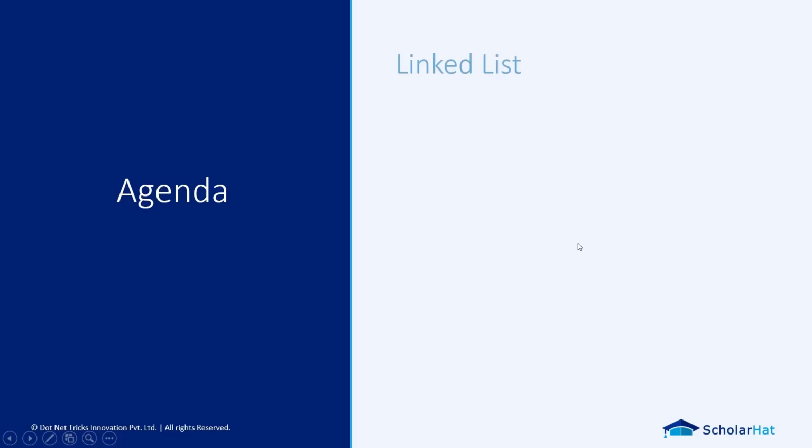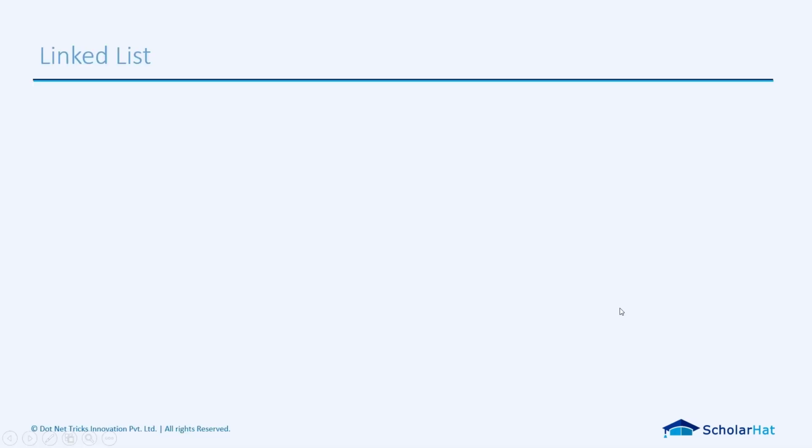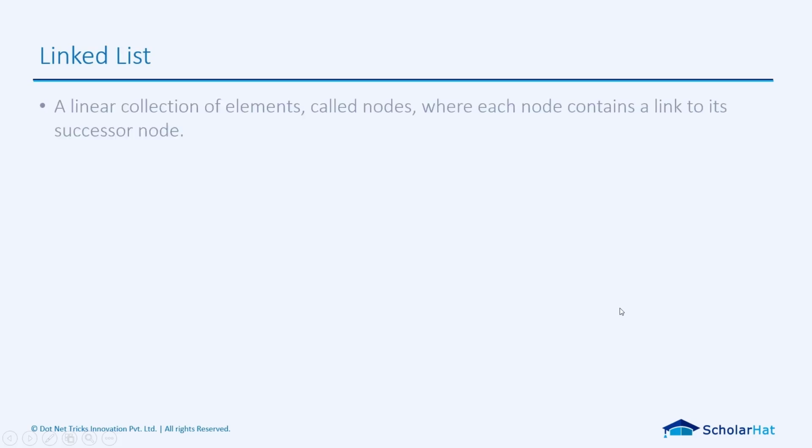So the next thing we're going to learn now is linked list. We're going to see what a linked list is, types of linked list, advantages, linked list operations, two pointers, sliding windows, different topics we're going to learn about. So first is linked list.